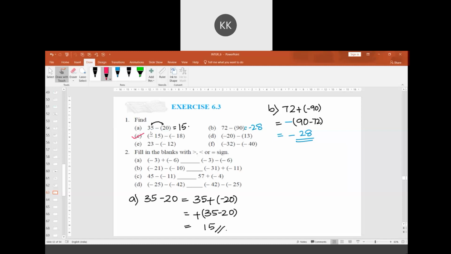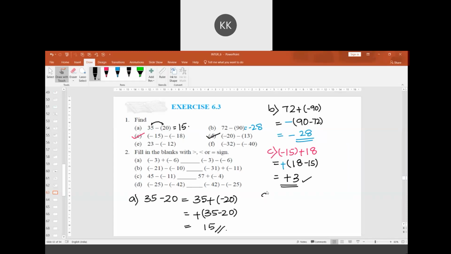Now I'll tell you this third one, which is slightly different. Instead of this minus 15, I have to take plus and the opposite of this. The opposite of minus 18 is plus 18. Now we have to do subtraction since they are unlike integers. So 18 minus 15, and we take the sign of the larger value, which is positive. So the result is plus 3.